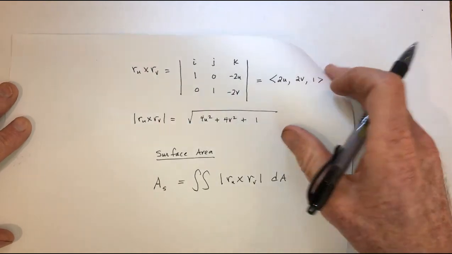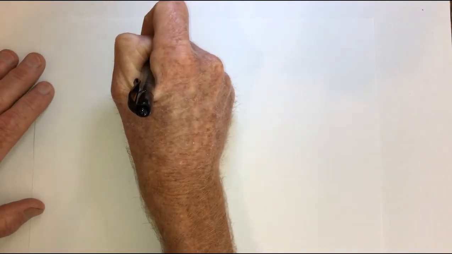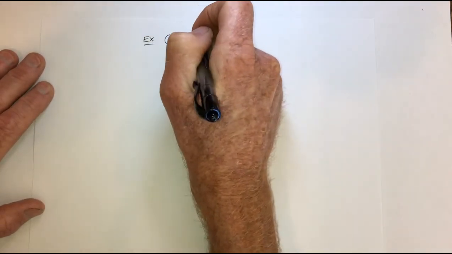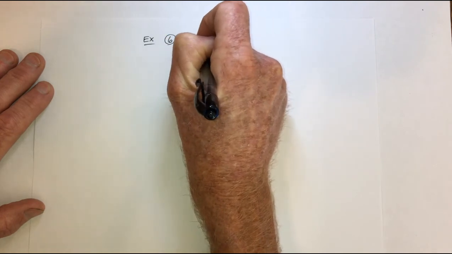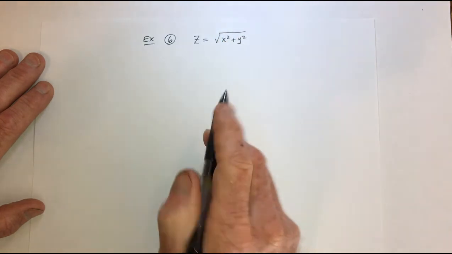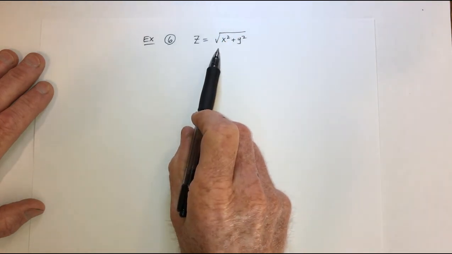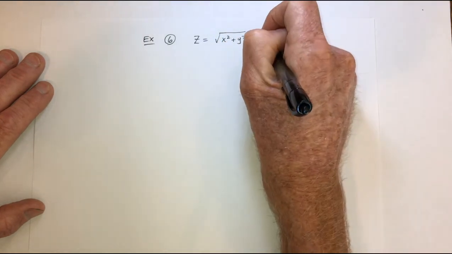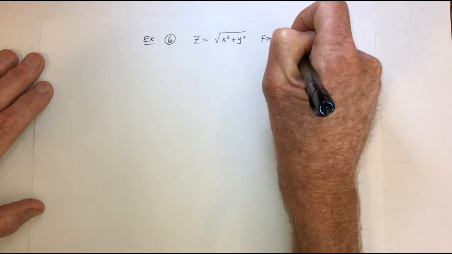And then for example number 6. So example 6. z is equal to the square root of x squared plus y squared, which you may remember, that is a cone. And then find the surface area.